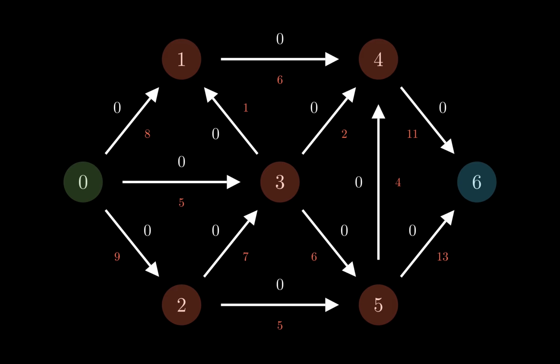Secondly, we can't forget the conservation of flow. However much flow comes into a vertex must also leave it. For example, one thing we could do is increase the flow through each of the edges by 1. By doing this, we've increased the total flow of the network by 1.